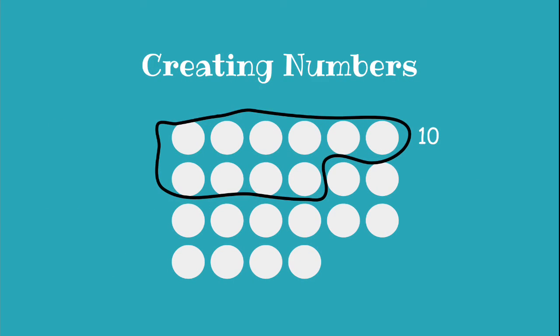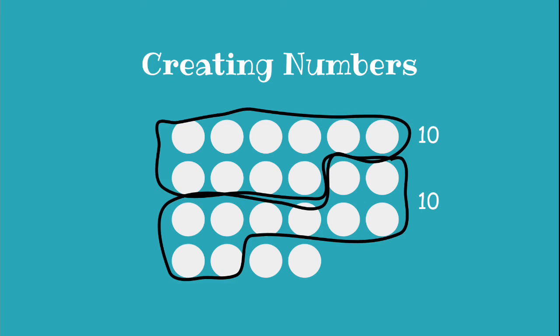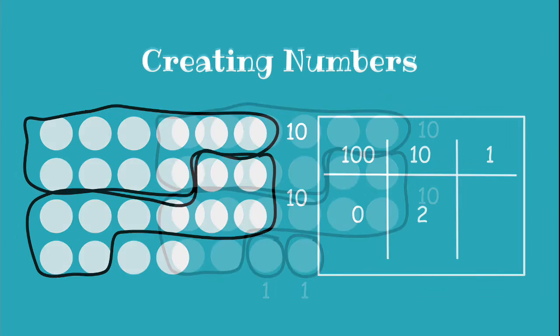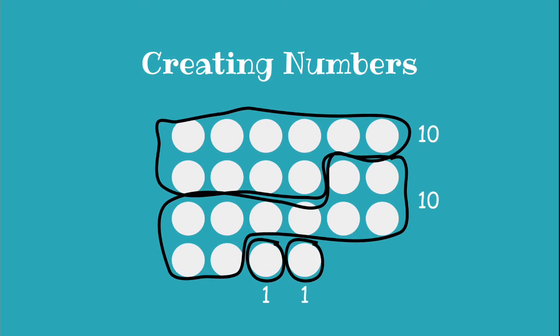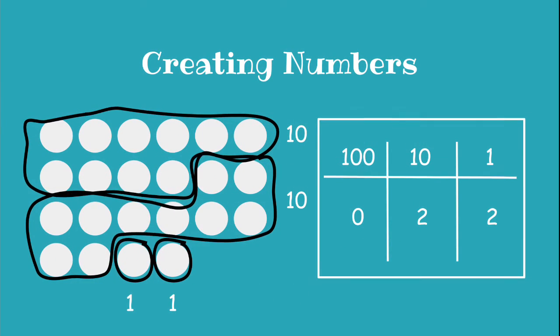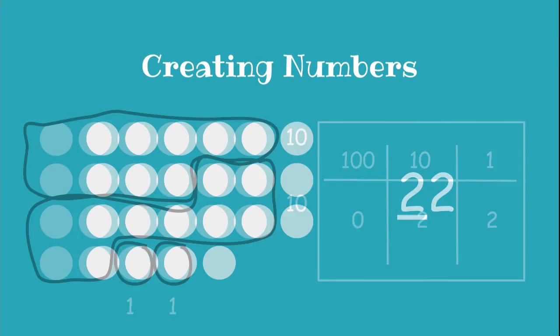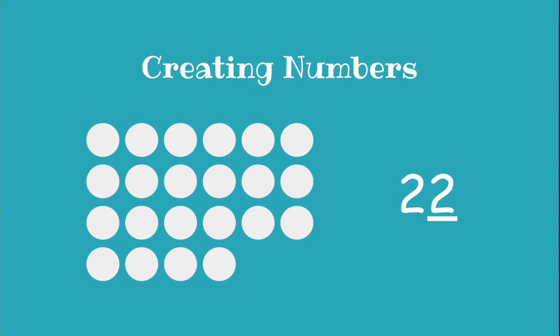Now, we need to make groups of 10 out of our circles. Here's one group of 10, here's a second group of 10. Can we make any more groups of 10? No, there's only 2 left. So, we put 2 groups of 10 on our chart. Then, we'd go back and look and see how many groups of 1 we have. We circle 1 and 2 ones. 2 groups of 1. This means we'll put 2 groups of 1 on our chart. So we can create the number 22: 2 groups of 10, 2 groups of 1.